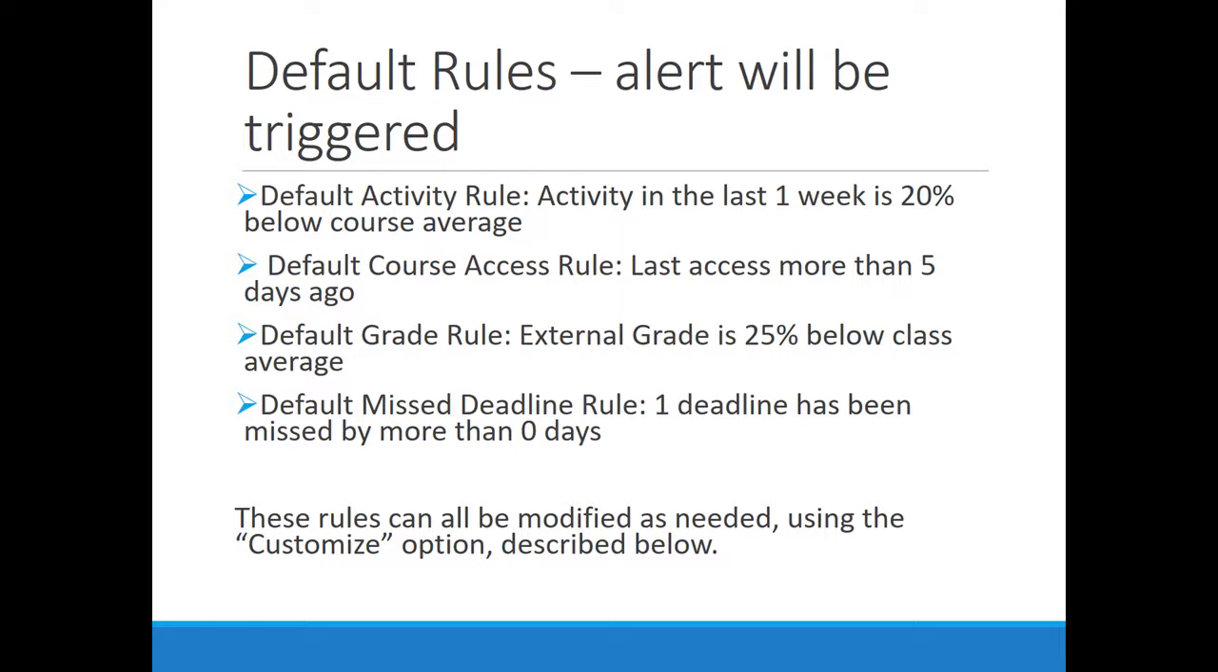Now also I want to note, it doesn't have to be set as a certain percentage below the class average. You can also just set it if it's a certain grade, that it will give them an alert. And then the missing deadline rule, so if they've missed any deadlines at all, they'll get an alert, but you can change that to 2 deadlines, or you can allow them to miss it by a couple of days. Again, this is the default that's set in it. These can all be changed and modified using the Customize option.